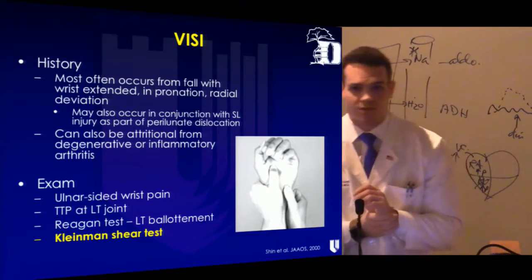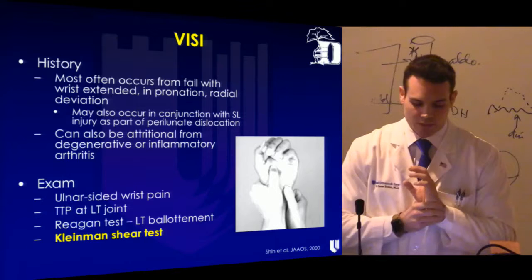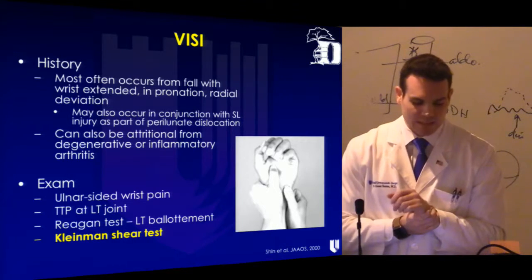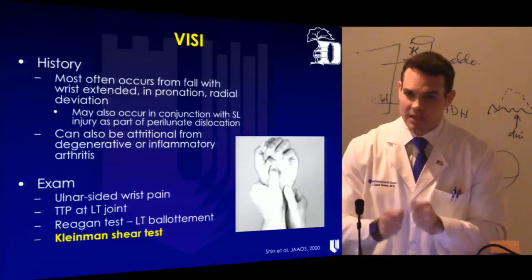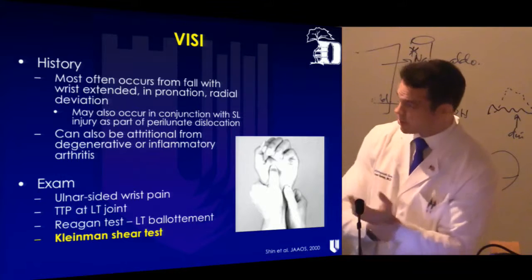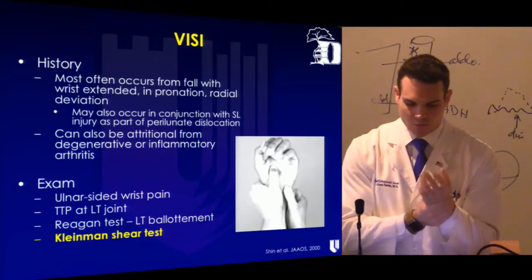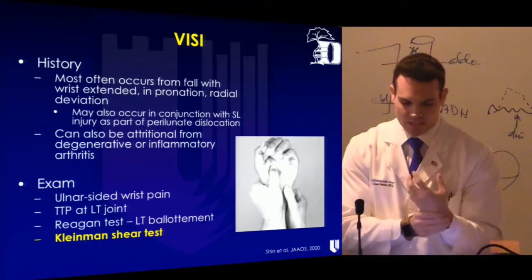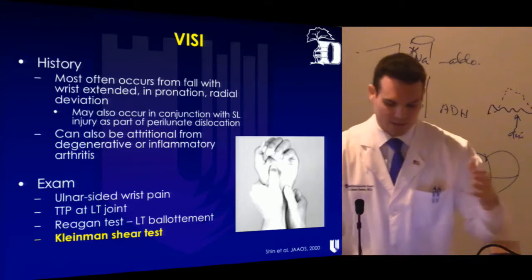They may present with ulnar-sided wrist pain. There's kind of a big differential there, but that's something they may have. They may have tenderness to palpation at the LT joint. And then the Reagan test is similar to the ballottement test, kind of a shucking test. And the Kleinman shear test is this picture here where the pisiform and the triquetrum are loaded, and then the lunate is held. And as you push the pisiform and triquetrum, you may get pain as well, or translation.